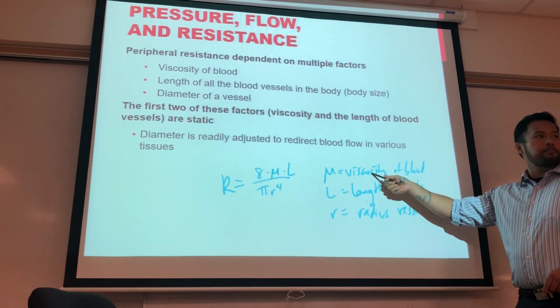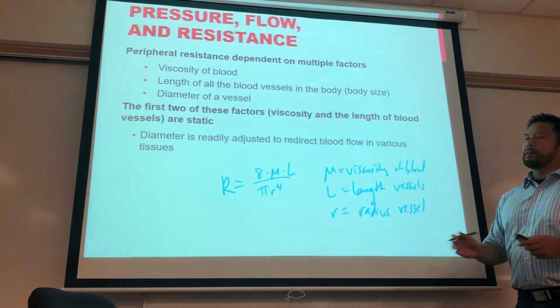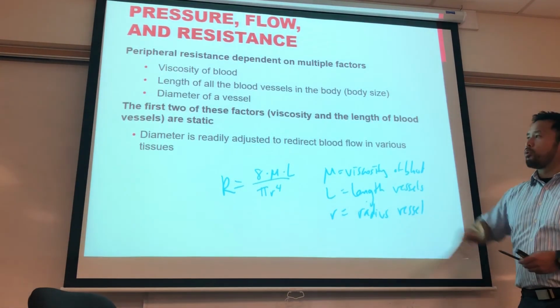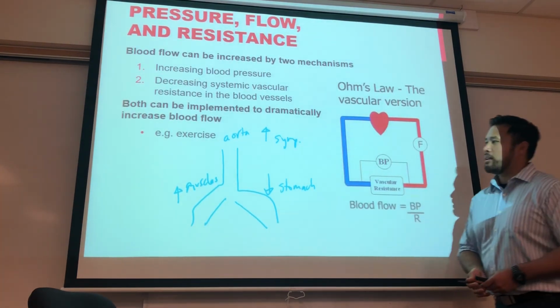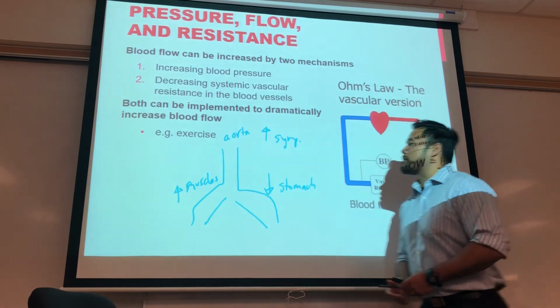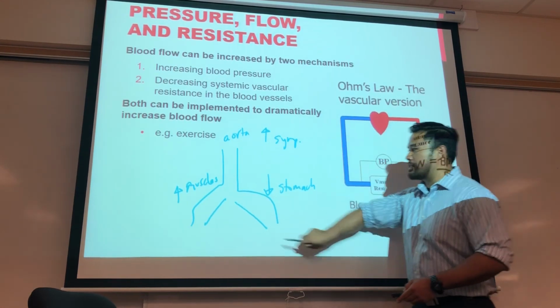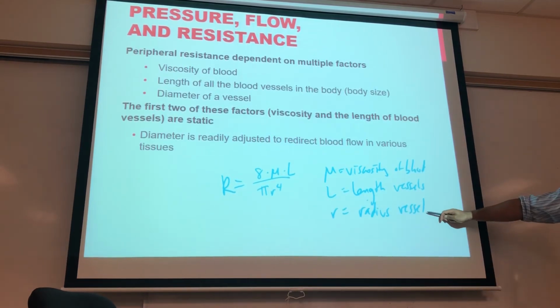Viscosity of the blood is going to pretty much stay the same. The length of the vessels is going to almost pretty much stay the same. These aren't things that we can adjust very quickly in order to redirect blood flow to the muscles. I can't make the viscosity higher for the blood that's going over the muscles. I can't increase the length of blood flow for the stomach. But what I can adjust immediately is the radius of the vessel.